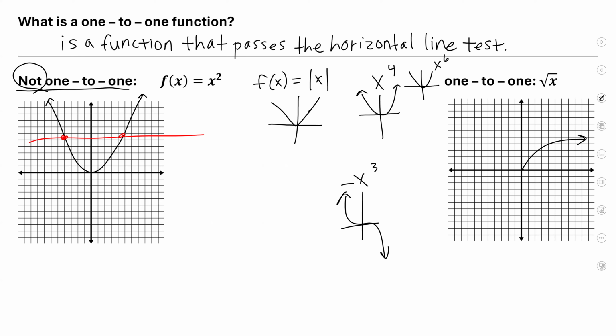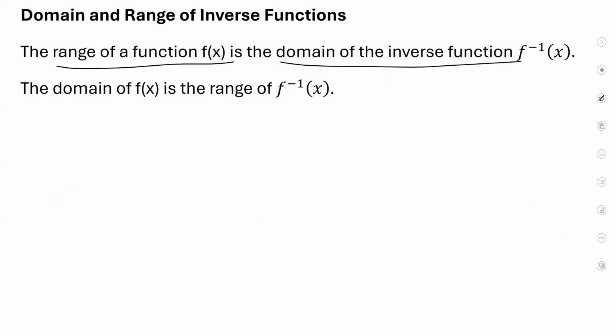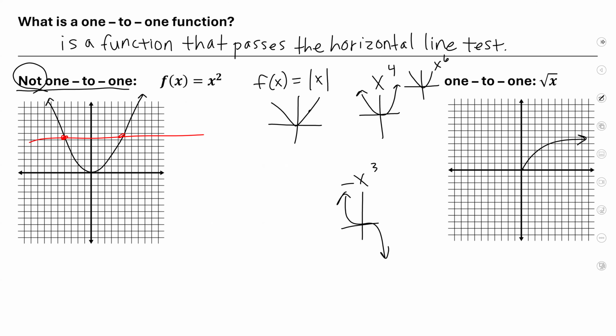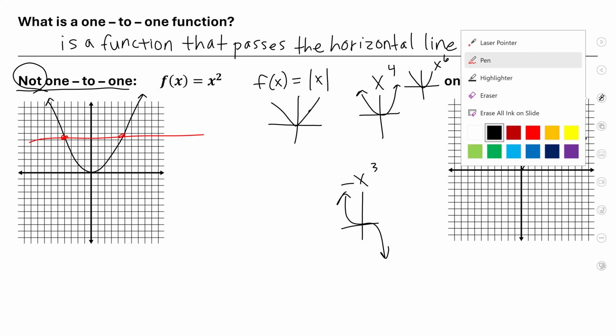So whenever you have something that is not one-to-one, you are going to have to restrict the domain, just like we did in this problem here. In this problem, we had to get rid of the other side of the graph. So whenever you have something like this that is not one-to-one, you're going to have to restrict the domain. Okay? That's what I want you to learn from this page, from this note. Okay, so let me give you an example.